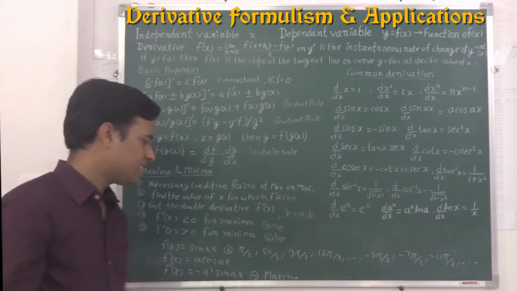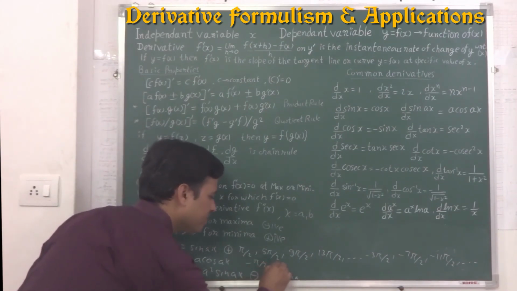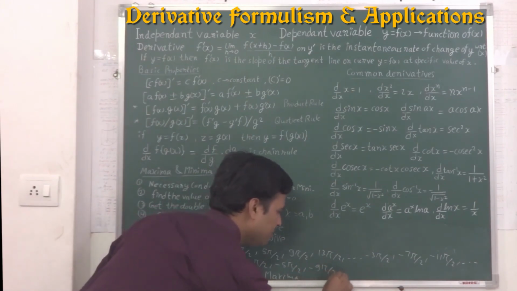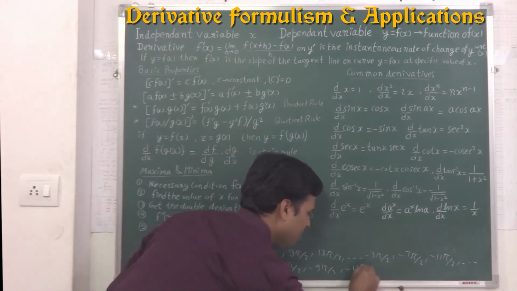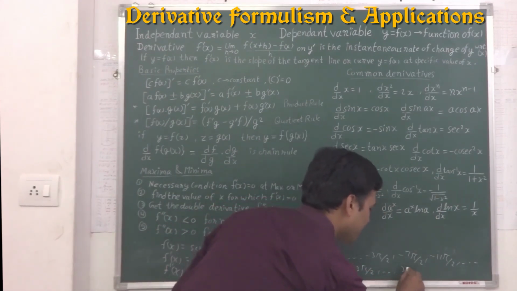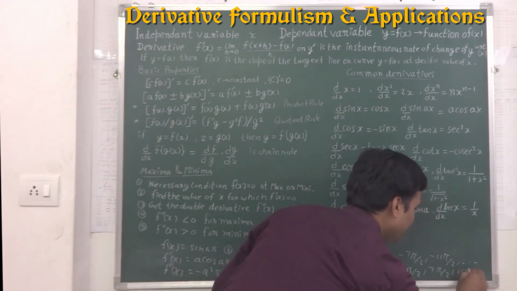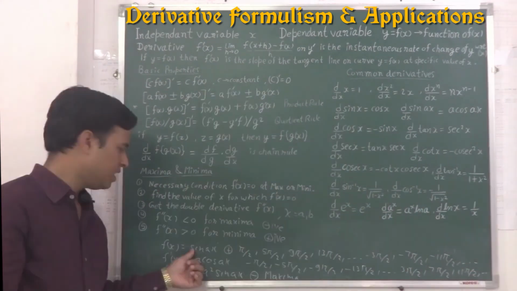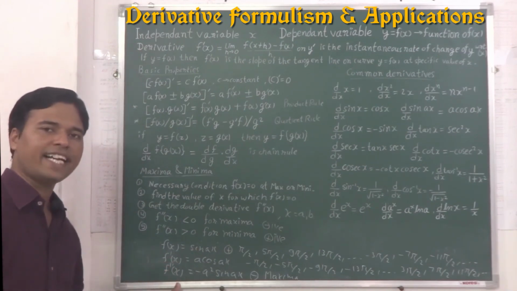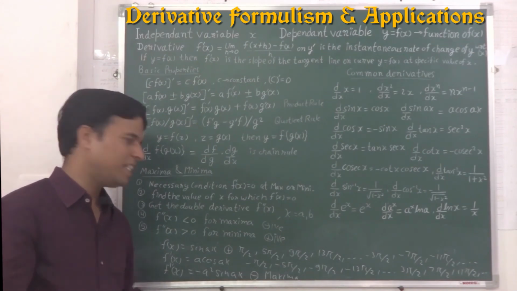But the angles which remain, like minus pi by 2, minus 5 pi by 2, minus 9 pi by 2, minus 13 pi by 2, and so on, and for the positive angles 3 pi by 2, 7 pi by 2, 11 pi by 2, and so on, the value of this function is negative and the value of the second derivative is positive. That is the condition of minima.